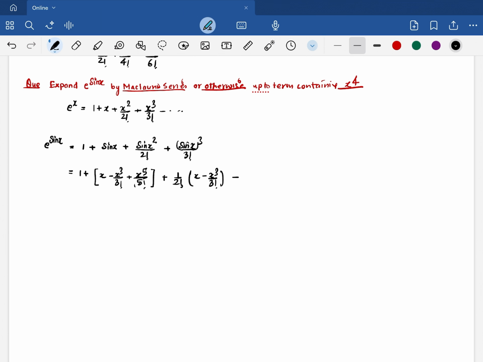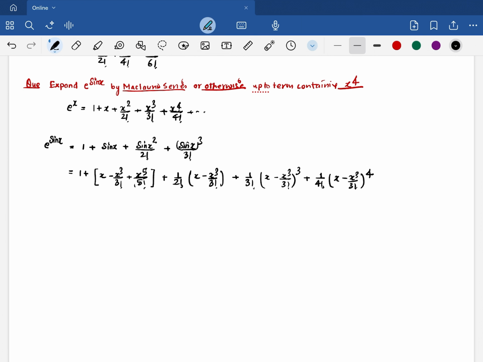Plus 1 upon 3 factorial x minus x cube upon 3 factorial to the power cube, and let me write one more term, x to the power 4 by 4 factorial. So 1 upon 4 factorial x minus x cube by 3 factorial to the power 4. Now here x to the power 4 will come, so we do not need to proceed for the next term.